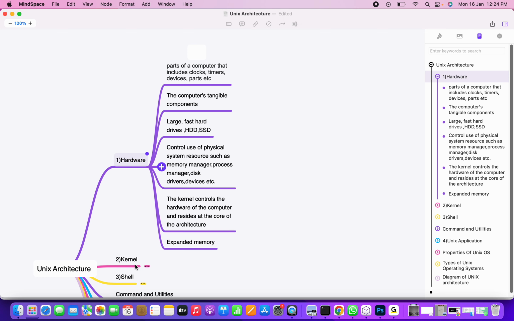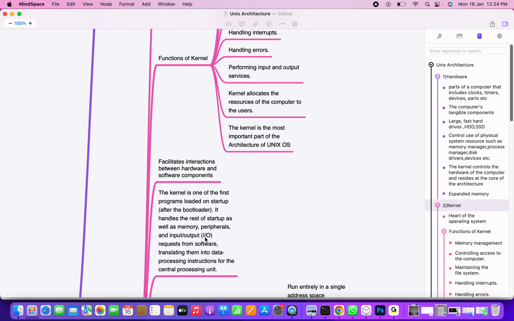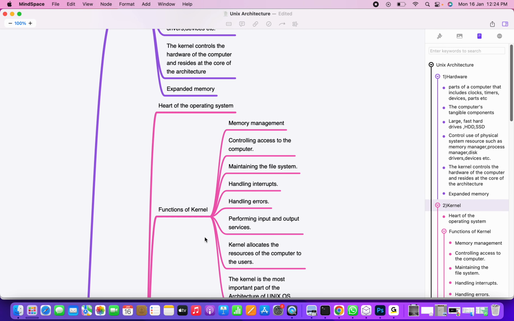Then the next topic is the kernel. So what is the kernel? The kernel is the heart of the operating system. What are the functions of the kernel? It manages memory, controls access to the computer, and maintains the file system. For example, when you issue the command df -h, you can see the file systems present on that particular OS.